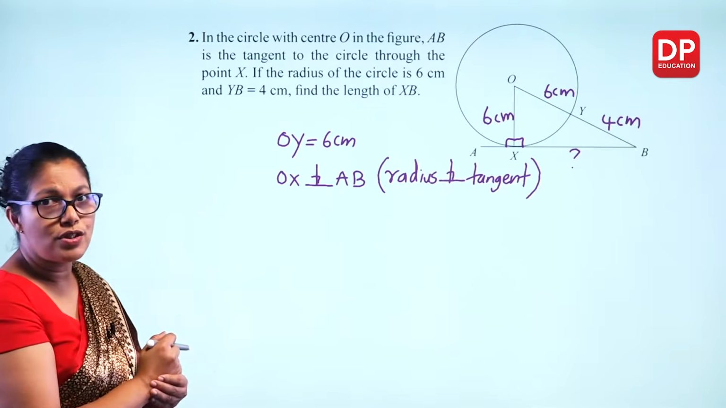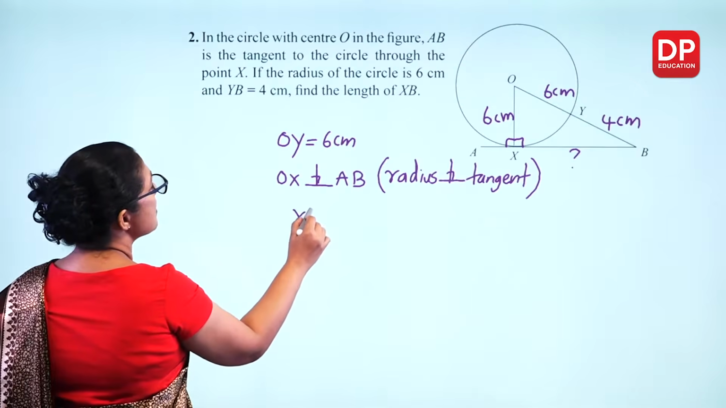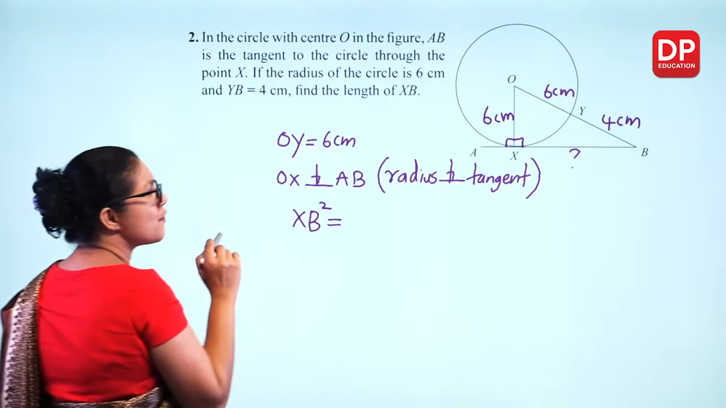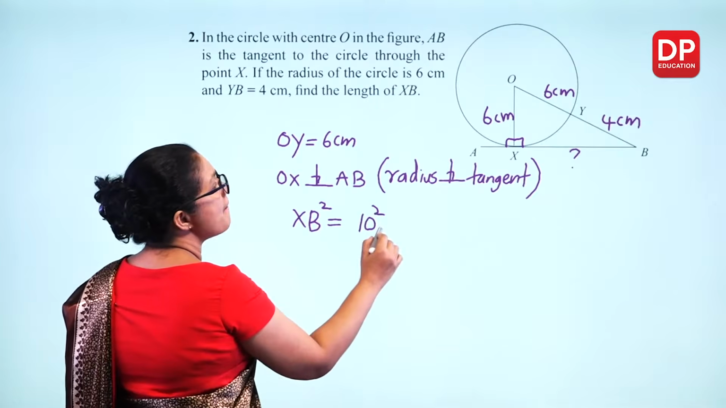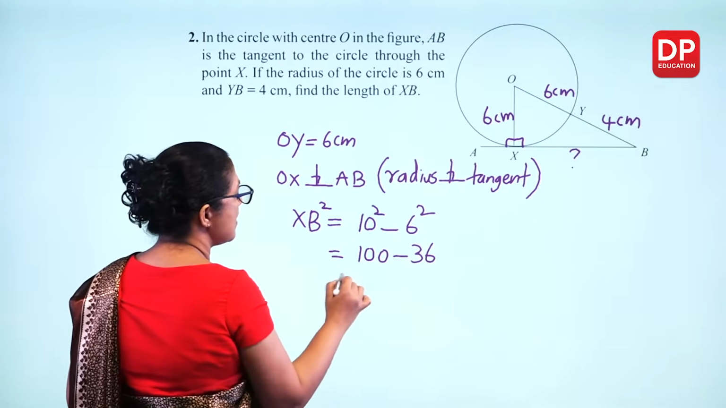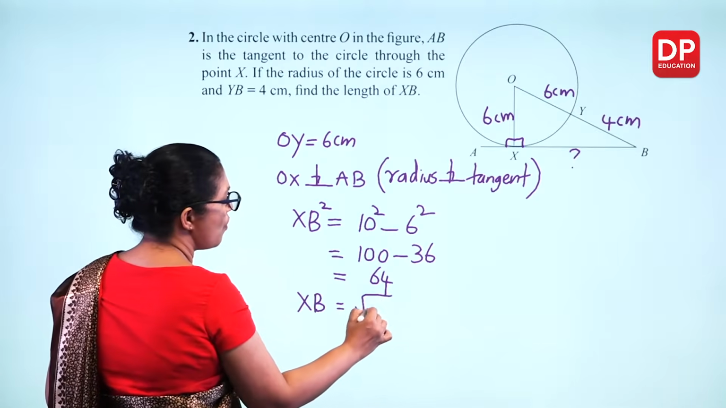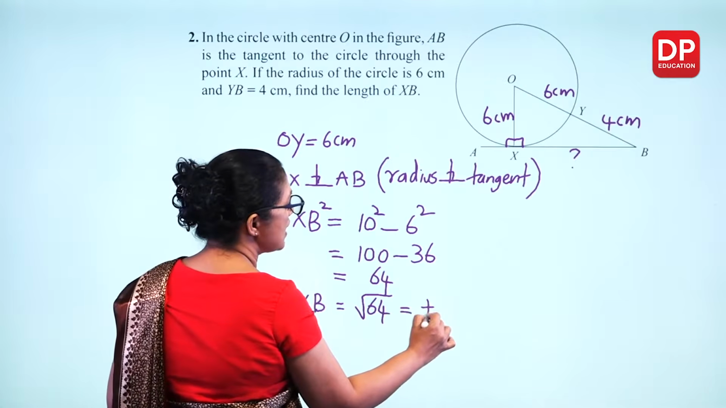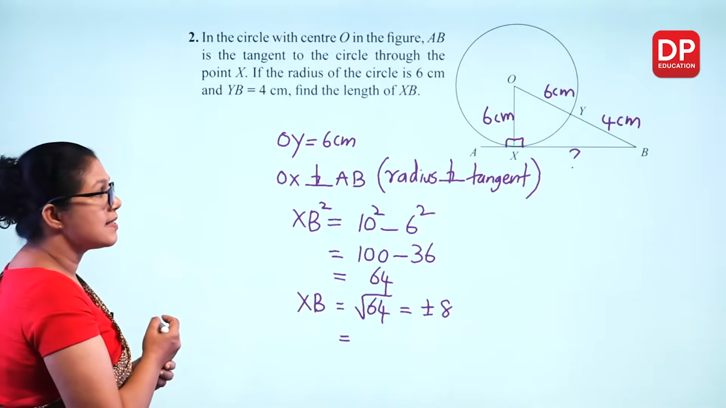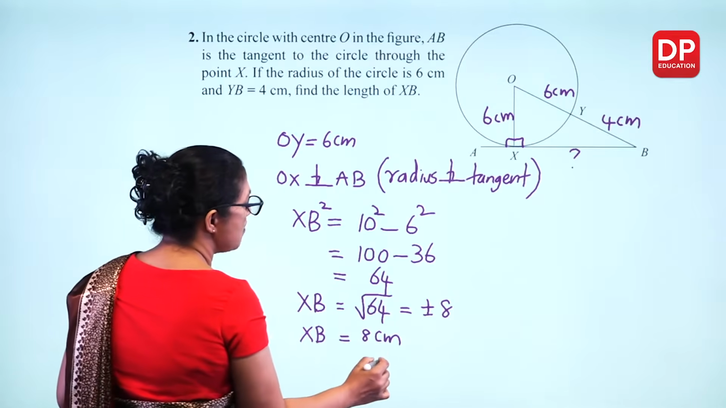Now we can use Pythagoras theorem. So we need BX or XB, length XB squared is equal to, what's the hypotenuse now? 6 plus 4, 10 squared minus 6 squared. 10 squared is 100, 6 squared is 36. When you subtract, you get 64. Take the square root of 64, plus or minus 8, but we take the positive value because it is a length. So this is 8 centimeters for XB.